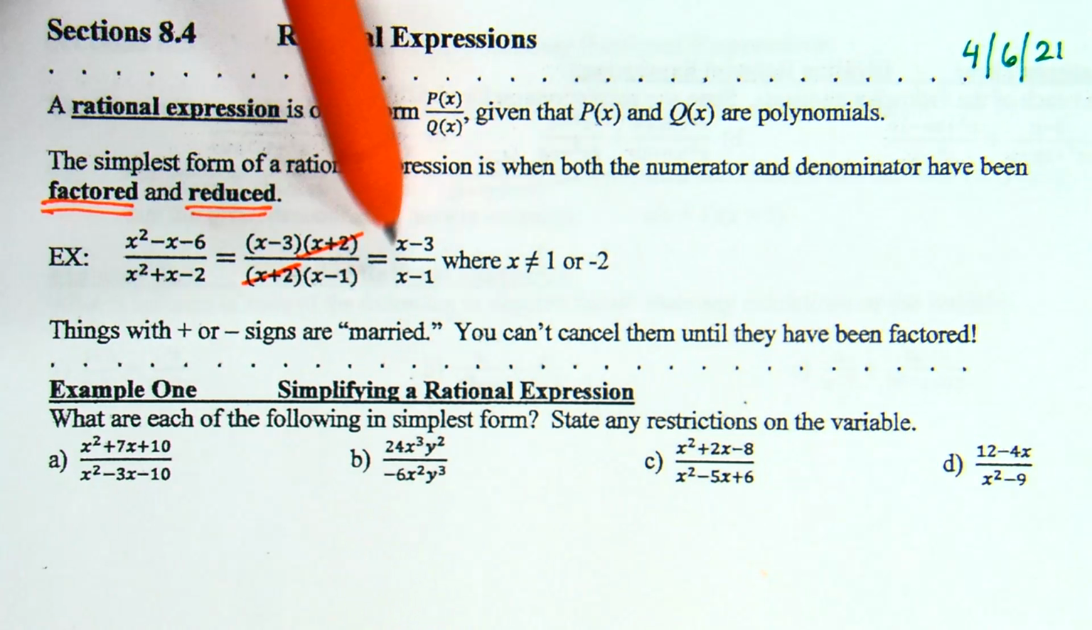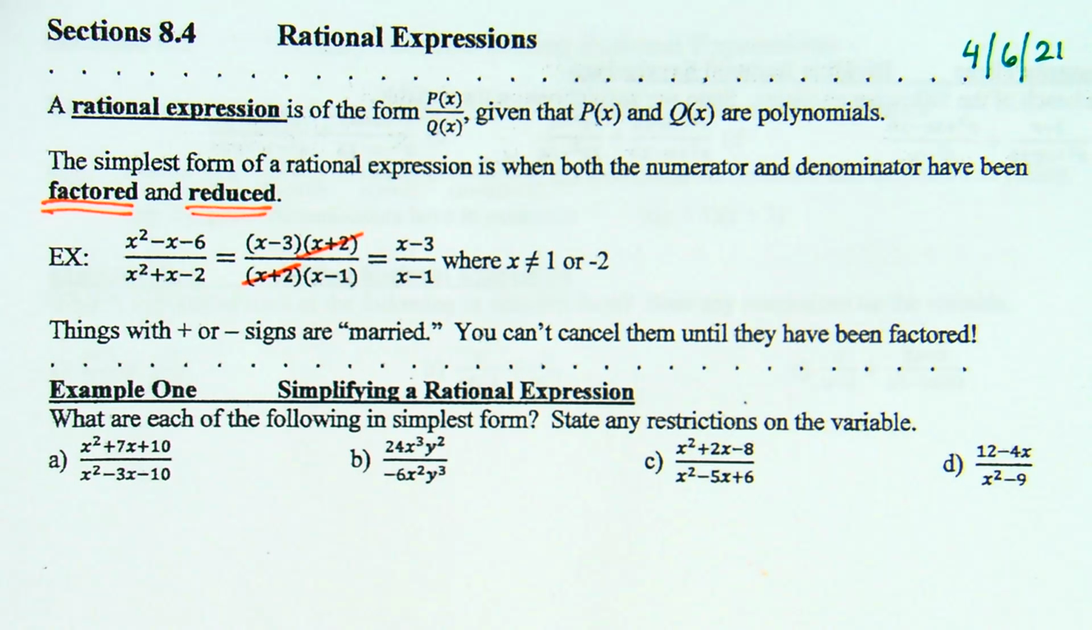Again, you're not canceling those x's because this x, could I use the word married, is married to the minus 3. It's x minus 3. When they're added and subtracted, they're married together. You can't break them apart. Okay? X minus 1, same thing.